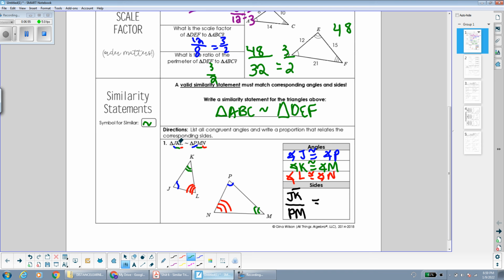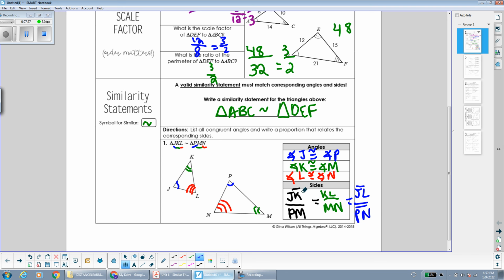KL, second and third letters of this triangle name, would correspond to MN, second and third letters of this triangle name. So let me write that down. KL should correspond to MN, so they would be proportional. And finally, the last side is JL, the first and third letters, so it would correspond to PN. Those would be proportional since these are similar triangles.